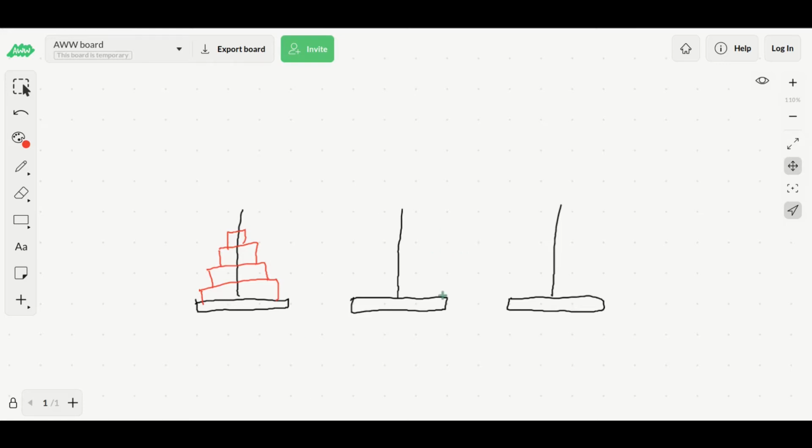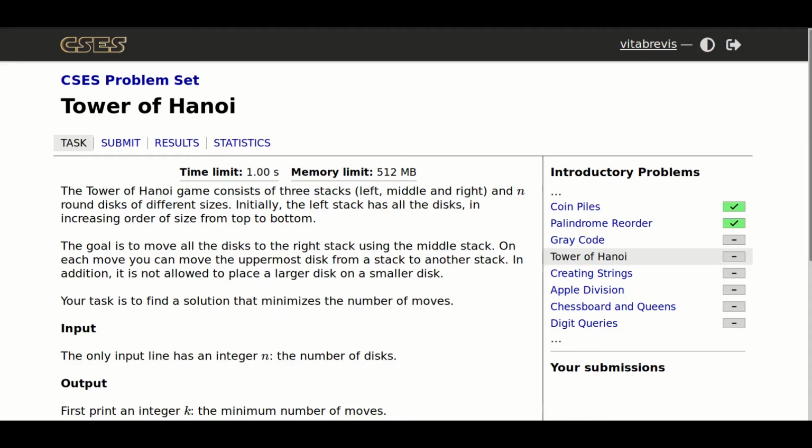We have three stacks, and the leftmost one has all the disks from smallest to largest, and the goal is to move all the disks to the right stack using the middle stack, and on each move you can move the uppermost disk from a stack to another stack. In addition, it is not allowed to place a larger disk on a smaller disk. So our task is to find a solution that minimizes the number of moves.